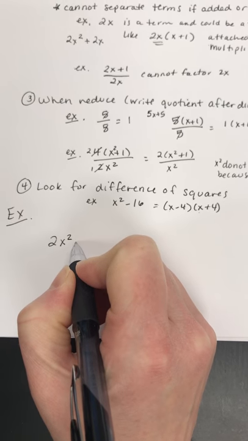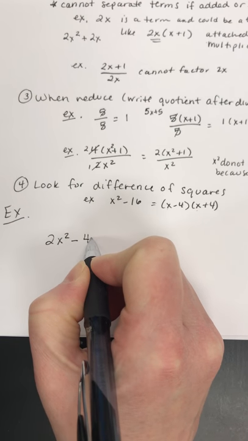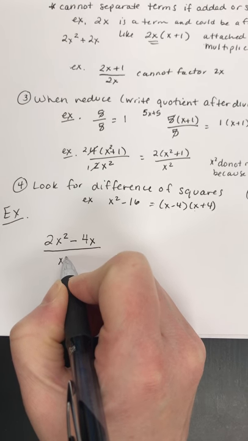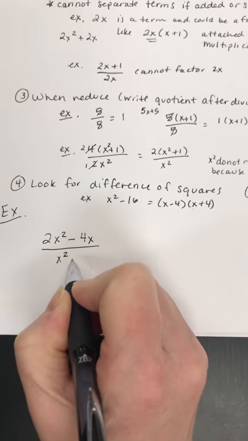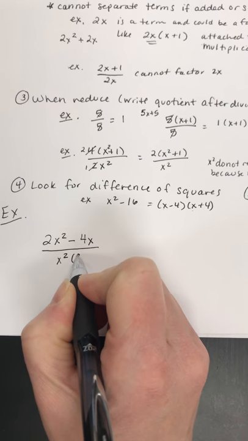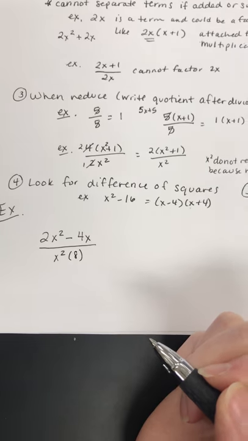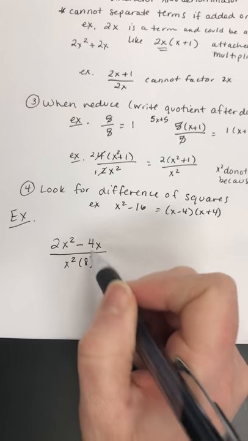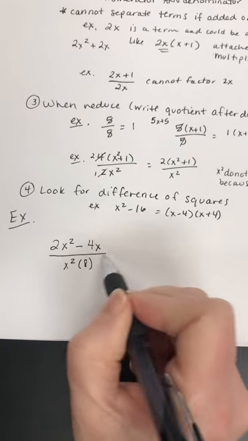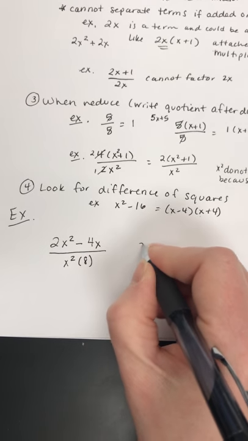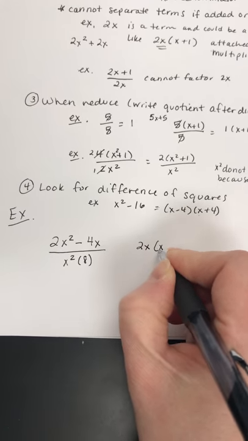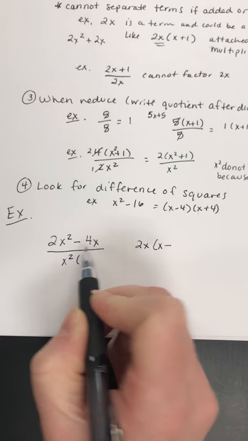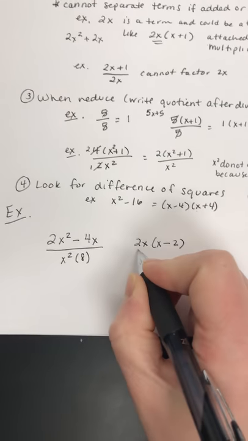2x squared minus 4x over x squared times 8. I don't know, written kind of weirdly, but so I cannot immediately cross off the x squareds, and I cannot immediately factor out like the 4 and the 8. So in the numerator, I'm going to take it one part at a time. I'm going to take a greatest common factor of 2x, and I get x minus, because 2x squared, take out a 2x, I'm left with x. 4x, take out a 2x, I'm left with 2 all over.